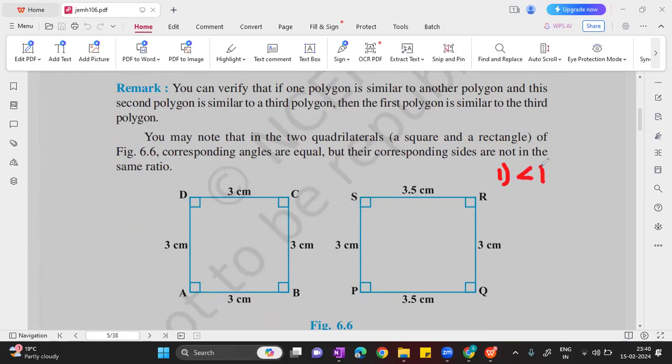Is angle D equal to angle S? Yes, because both are 90 degrees, right? Okay. Is angle C equal to angle R? Yes. Do you know that this is the symbol of 90 degrees? Yes. Okay, so angle C is equal to angle R.